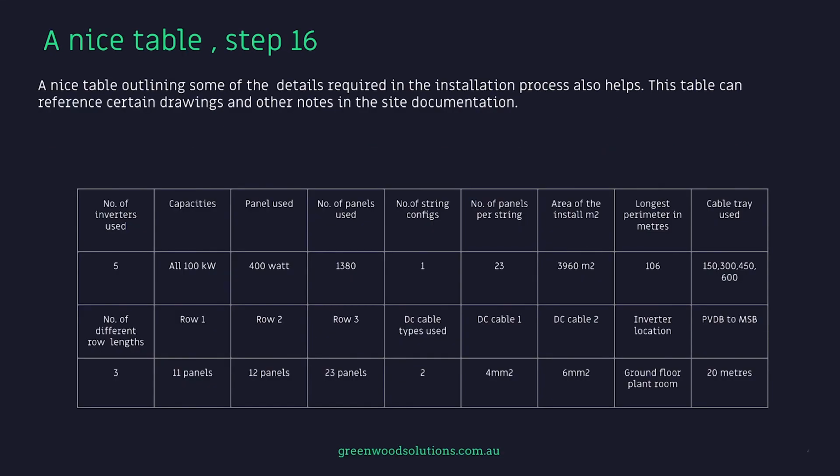A nice table outlining some of the details required in the installation process also helps. This table can reference certain drawings and other notes in the site documentation. So we're just looking at the number of inverters used, the number of different row lengths, panels used, number of string configurations, panels per string, the area of the install, longest perimeter, the cable tray used, and various other details.